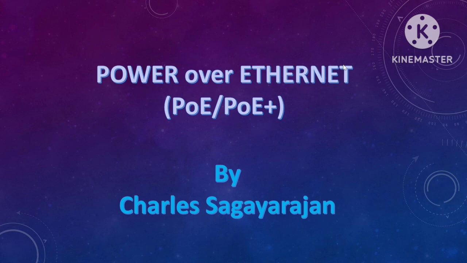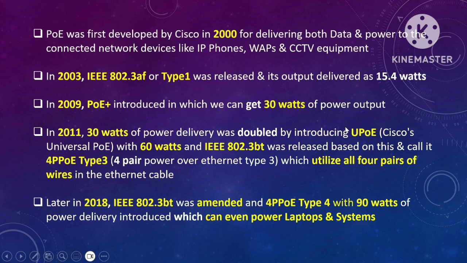So let's begin. First of all, Power over Ethernet was developed by Cisco in 2000 for delivering both data and power to the connected devices. In 2003, it was standardized as IEEE 802.3af as Type 1 with 15.4 watts of power. Later in 2009, it was developed as PoE plus with 30 watts of power output. And again in 2011, the 30 watts of power delivery was doubled by introducing Cisco's Universal PoE, which is called UPoE, with 60 watts.